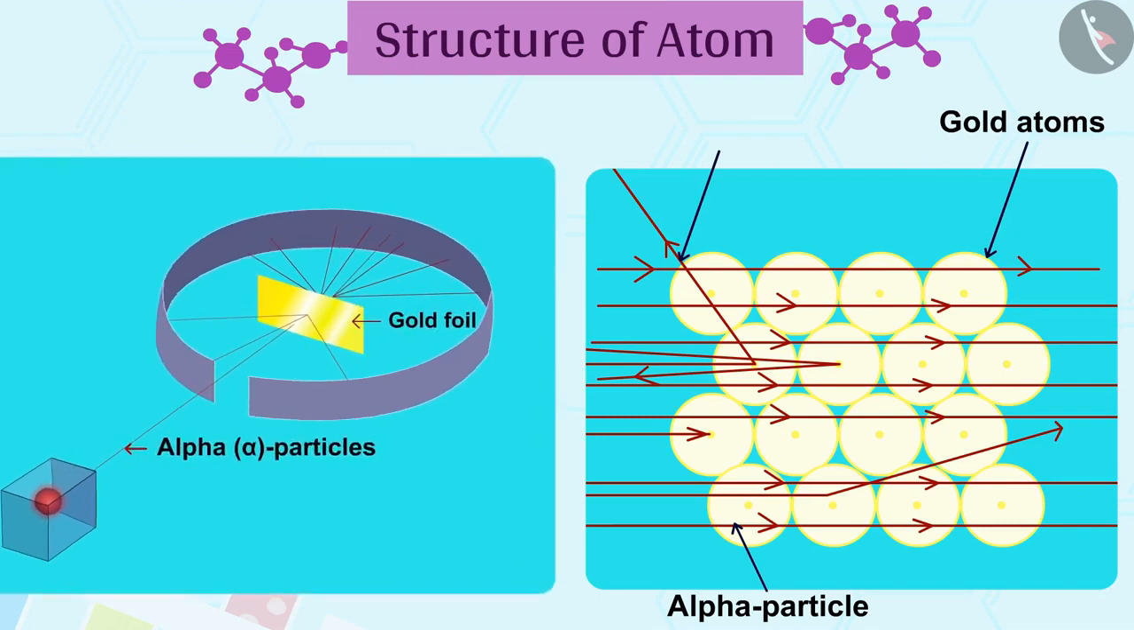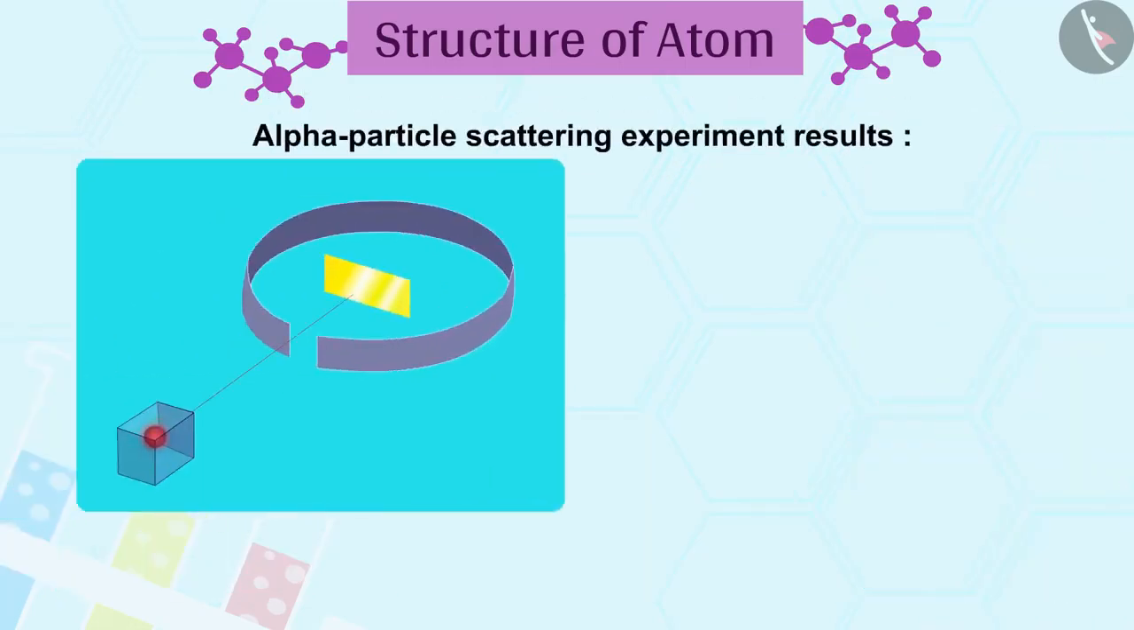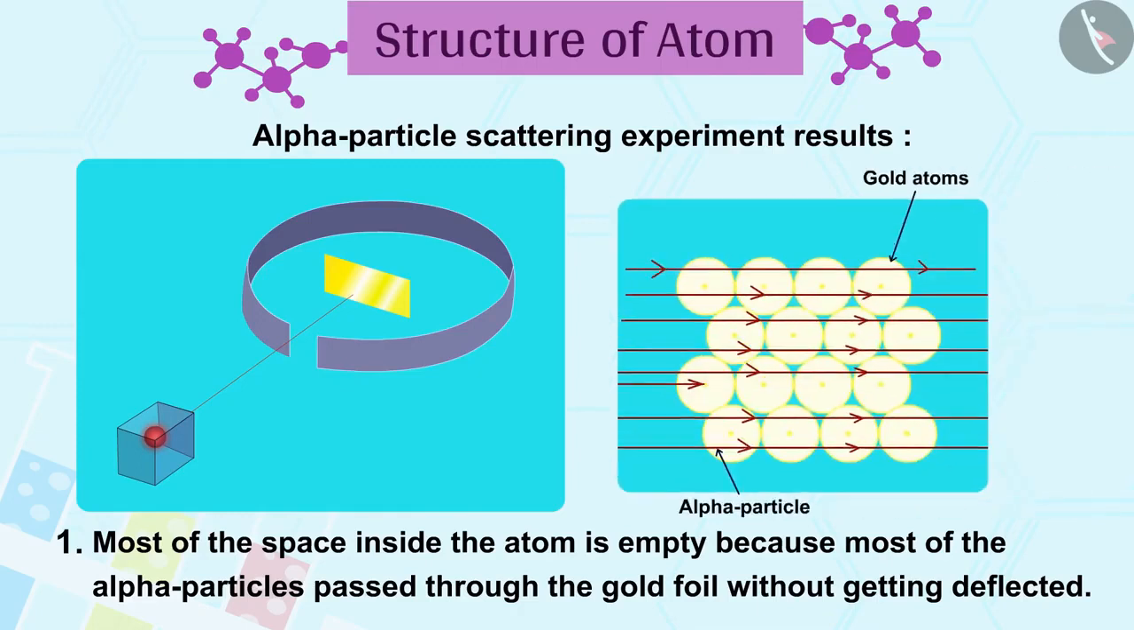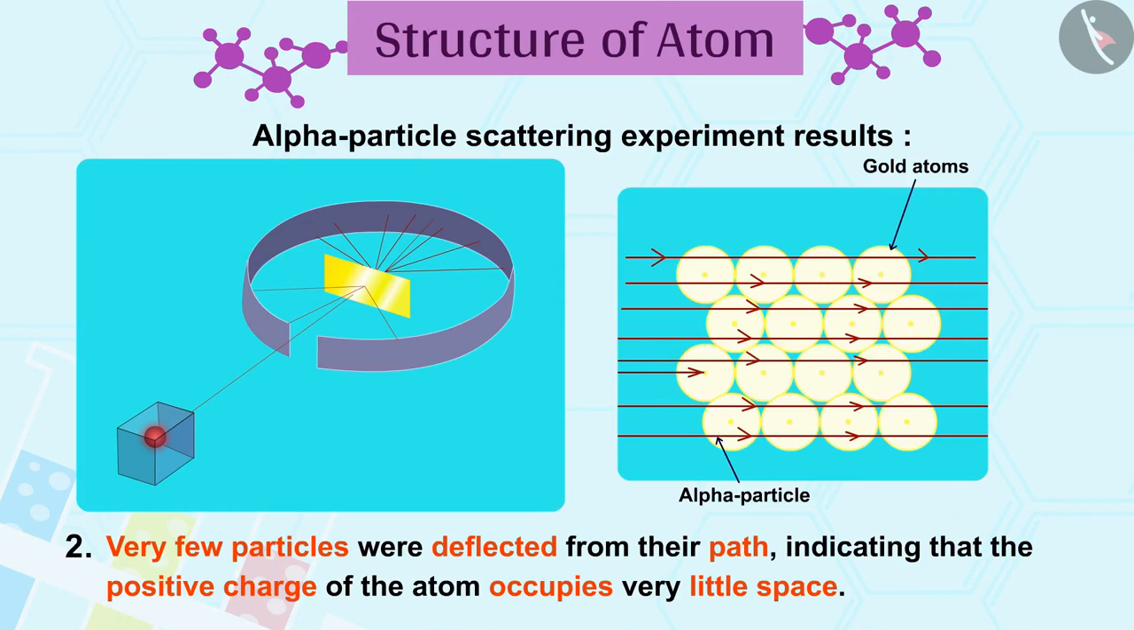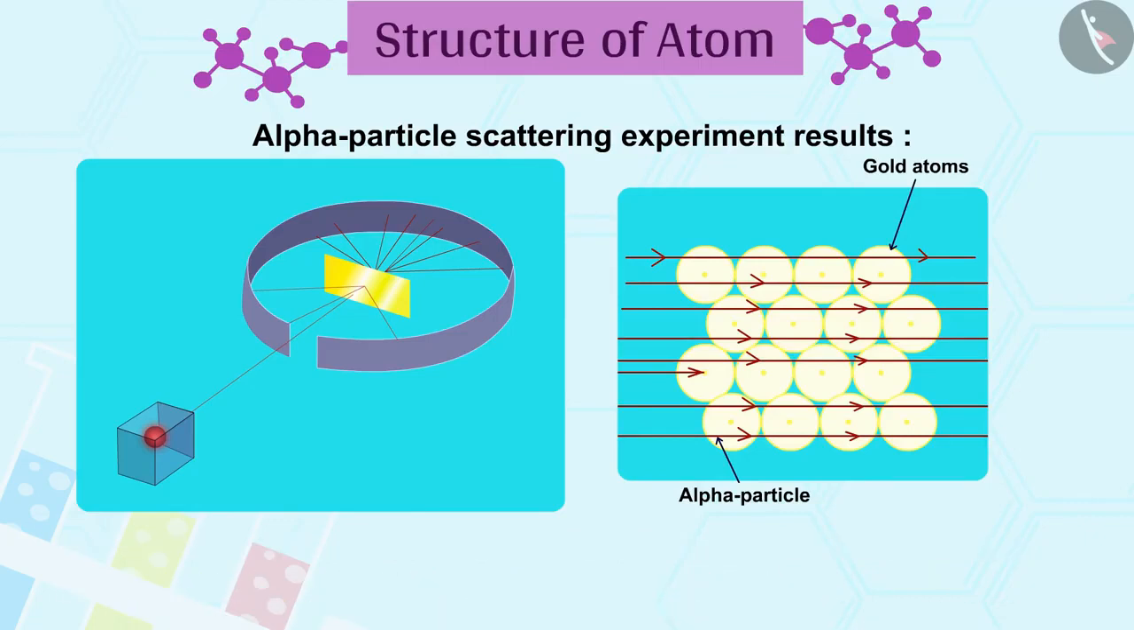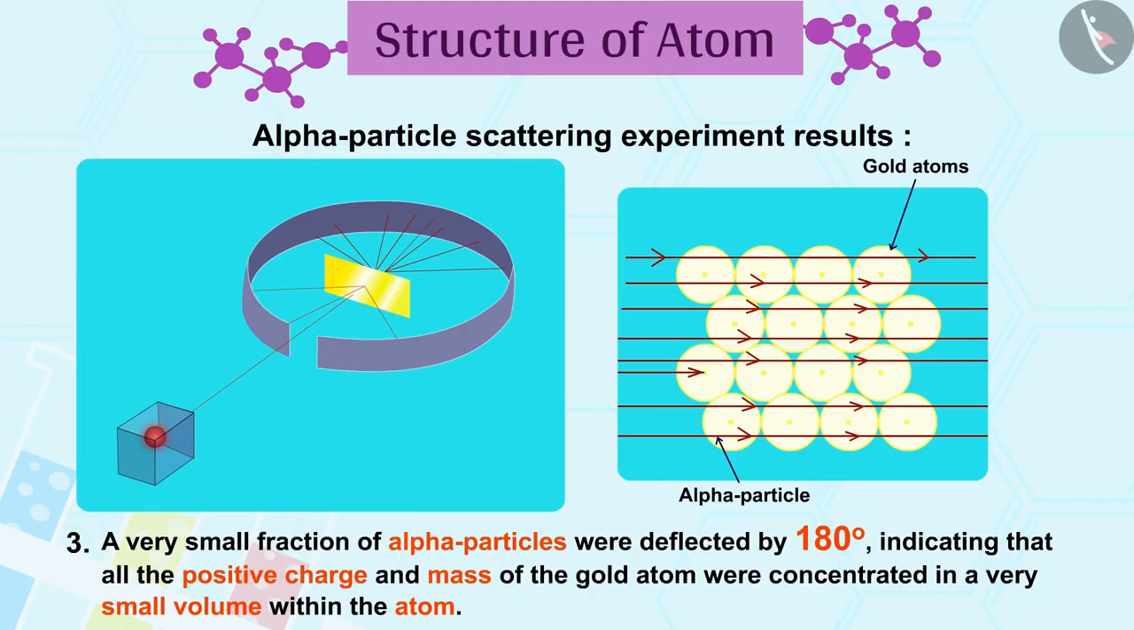Rutherford derived the following results based on the alpha particle scattering experiment. 1. Most of the space inside the atom is empty because most of the alpha particles passed through the gold foil without getting deflected. 2. Very few particles were deflected from their path, indicating that the positive charge of the atom occupies very little space. 3. A very small fraction of alpha particles were deflected by 180 degrees, indicating that all the positive charge and mass of the gold atom were concentrated in a very small volume within the atom.